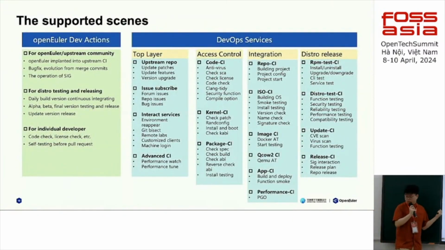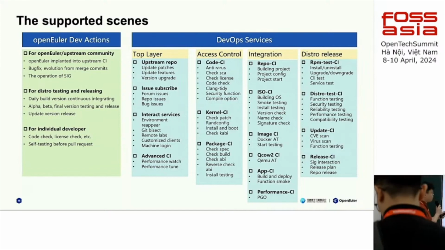The target for EulerPipeline is to support all of these. Like code CI means the access control on your repo, or kernel CI for the kernel repo access control, or the ISO CI, like how to build your own distro image. Like the release CI is for the release management of your community. So all of these CI types are for different kinds of things.